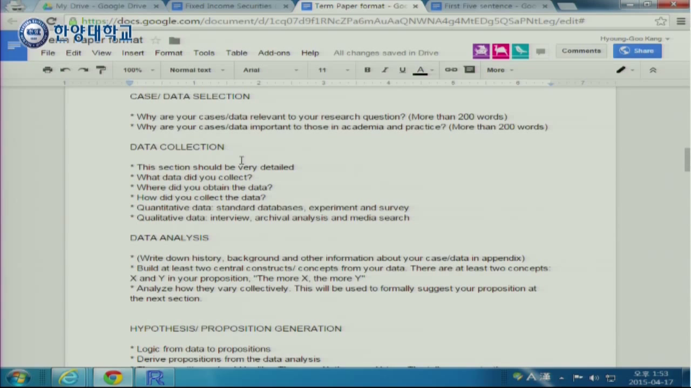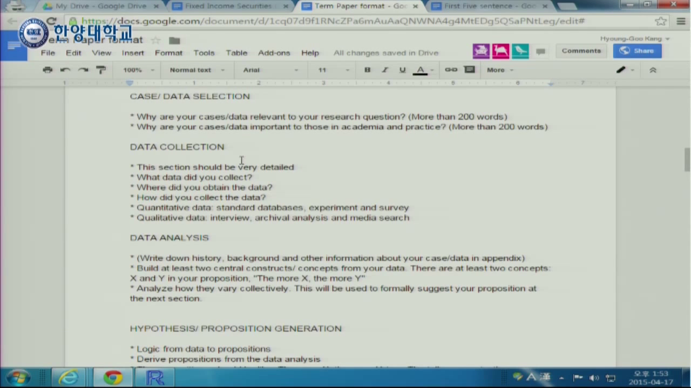And second, build at least 2 central constructs or concepts from your data. In your data or case, there should be at least 2 important concepts. Credit risk, stock price. We have 2 concepts. And then next, you have to generate a proposition like Theorem X, Theorem Y. In order to do that, in your case, you have 2 constructs, and there should be a variation in X and a variation in Y. Right? Credit risk rises, stock price goes down, something like this.